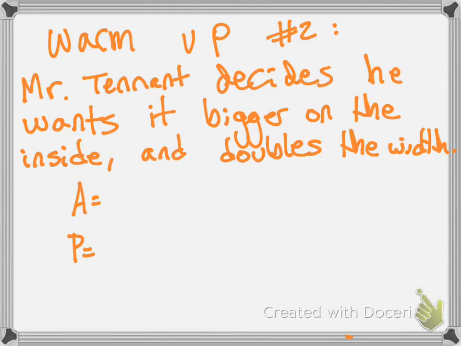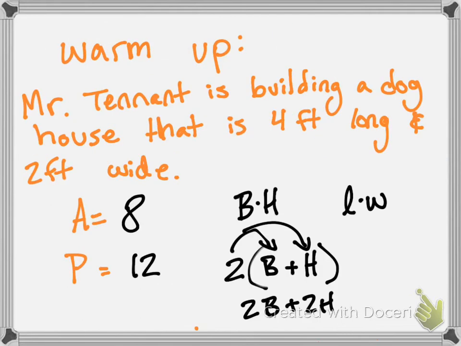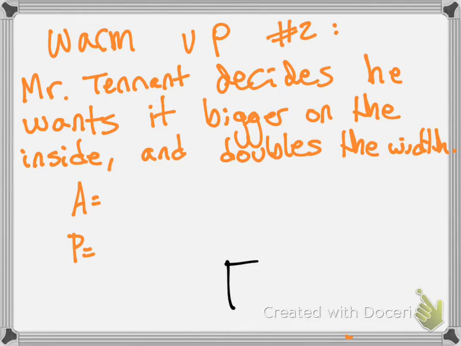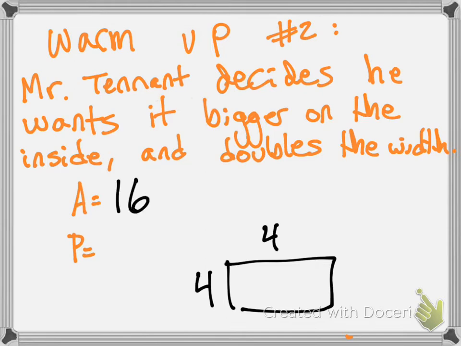Now, Mr. Tennant decides he wants it bigger on the inside, and he doubles the width. If our old dimensions were 4 feet long and 2 feet wide, and he doubles the width, what are our new dimensions? What is it, Daniel? We doubled the width. So our length is still 4, but what is our width now, Daniel? It's 4. So our new area is 16.